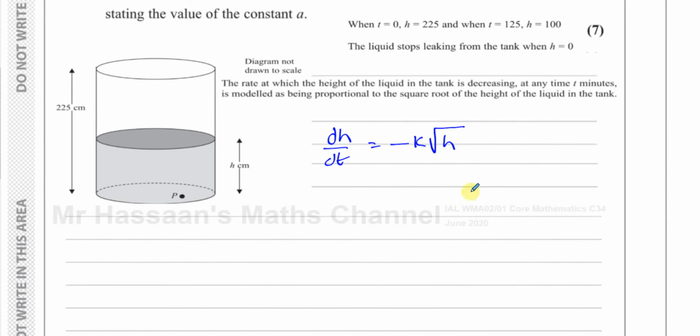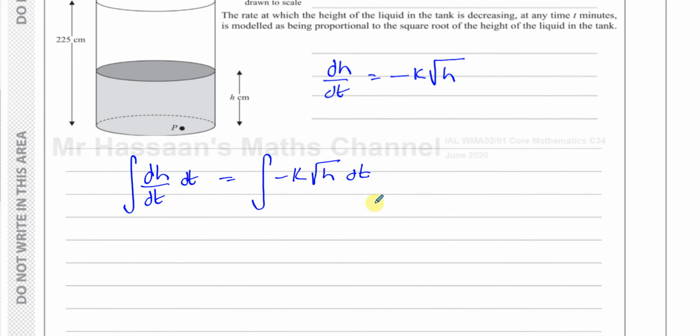So we have to basically do the following. To solve a differential equation, you have to integrate both sides of the equation with respect to, in here's dh/dt, t. So dh/dt integrated with respect to t. What I do to one side of the equation, I do the same to the other. This is how I like to start off my work with differential equations: minus k times root h dt. So I'm integrating both sides with respect to t. I'm going to start off like this.